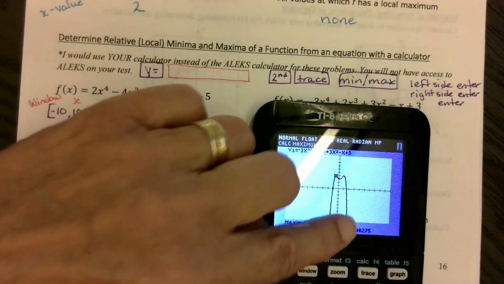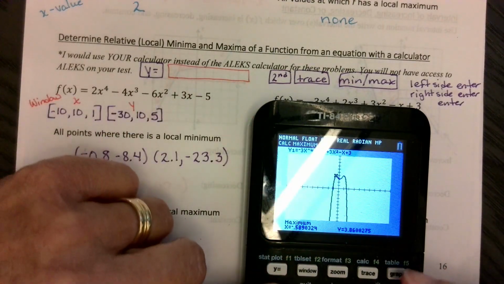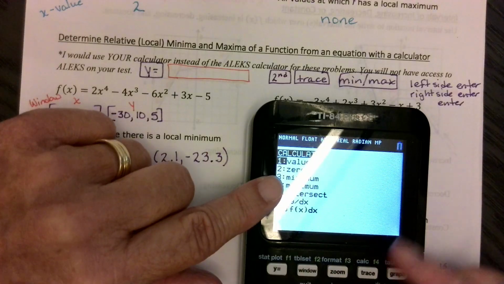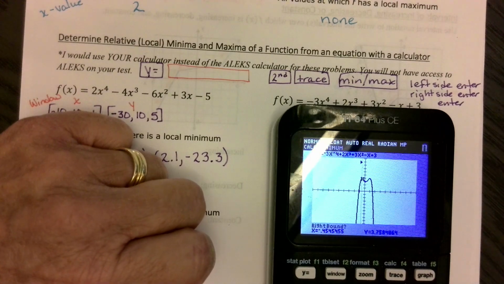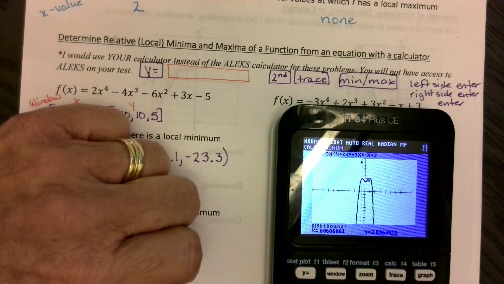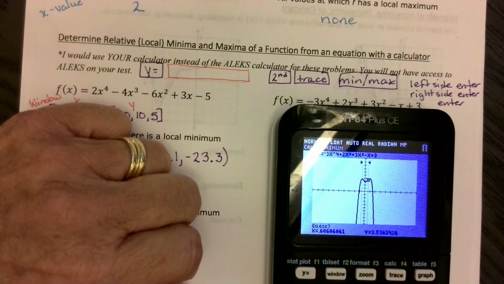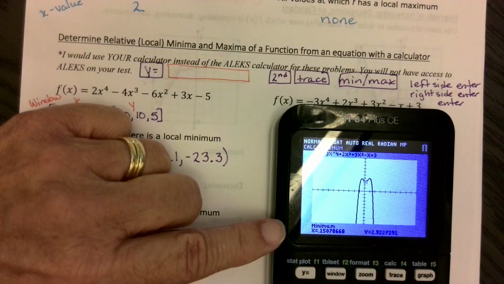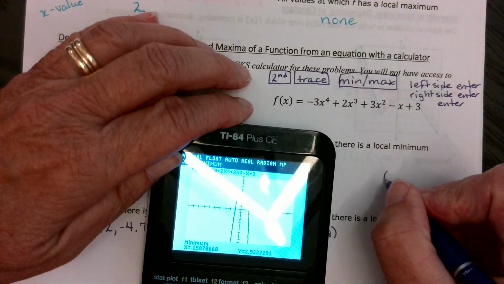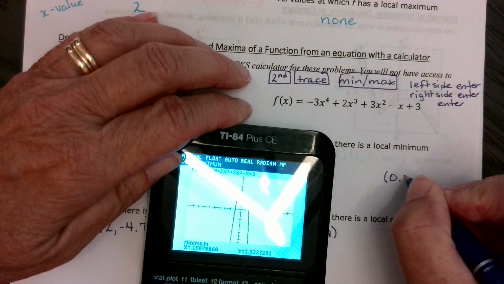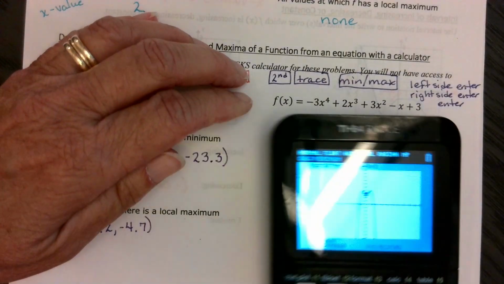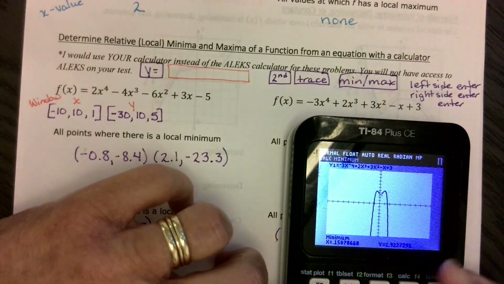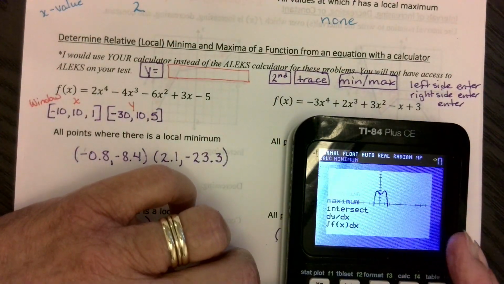Okay, I'm going to go and find this minimum now. Second trace 3 for minimum. I'm just going to hit enter. I'm sorry, it's on the left hand. I don't know my right from my left. It's late. Now I have on my right bound, now my guess, and my minimum is going to be at 0.2, 2.9. And then I have another maximum, second calc 4.